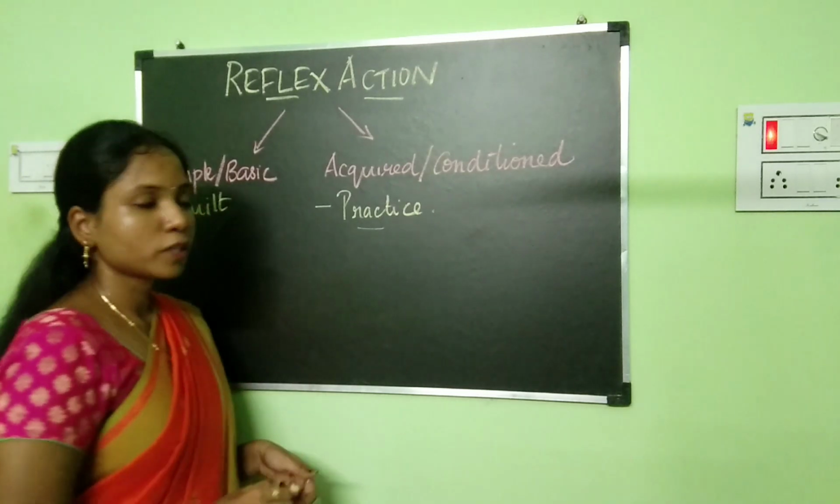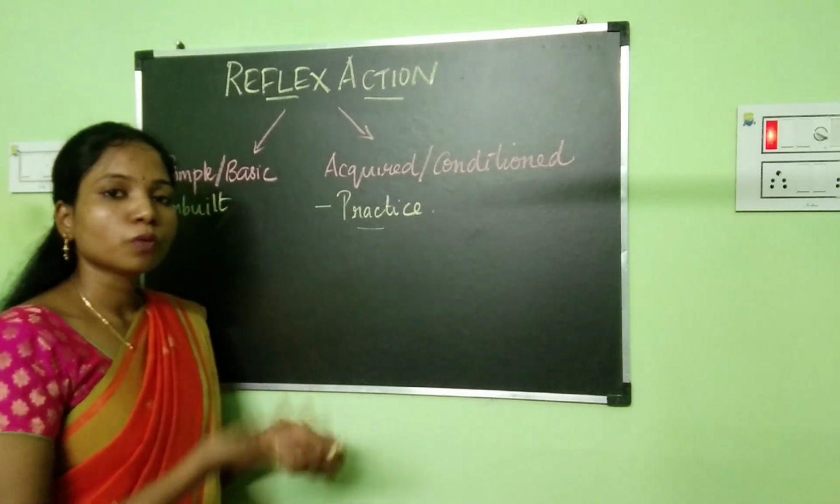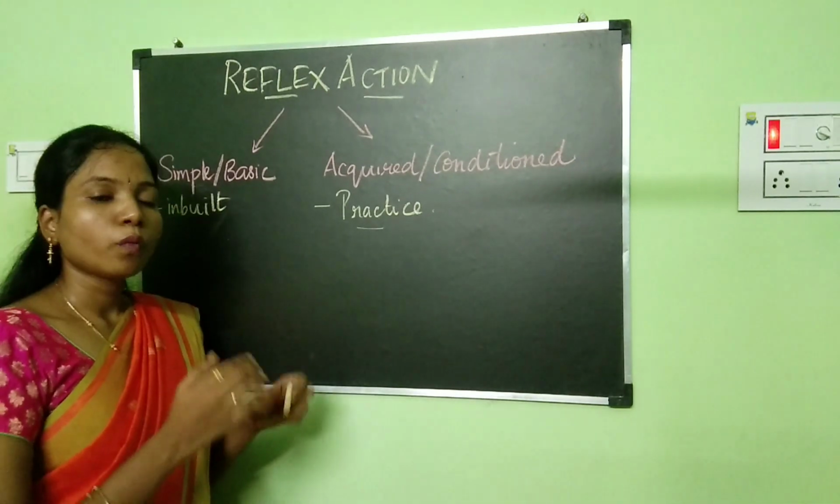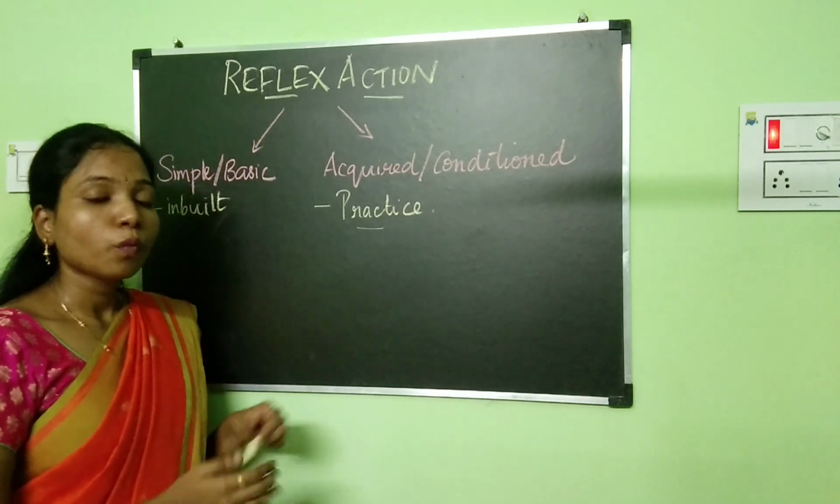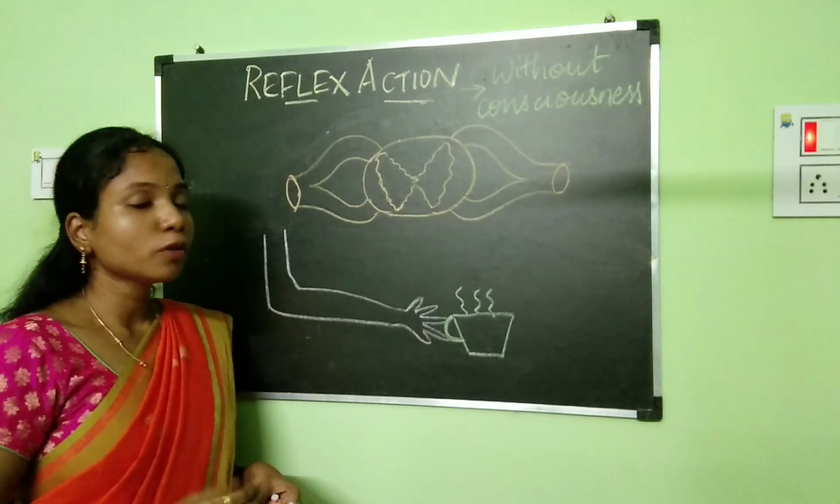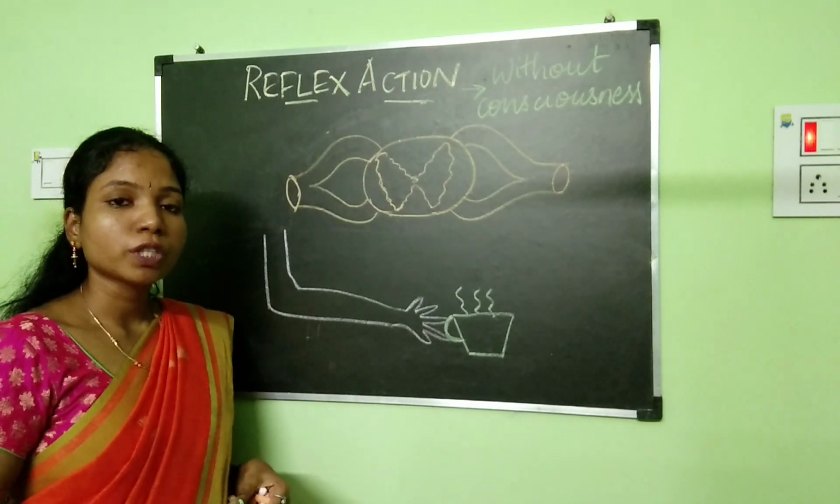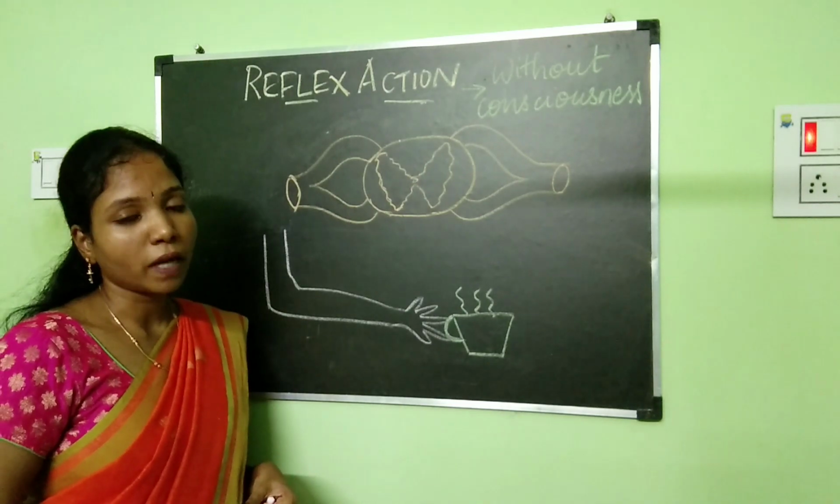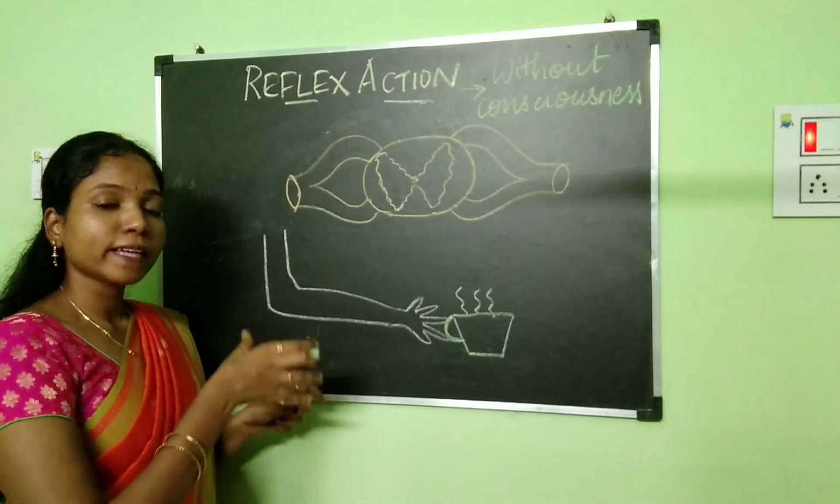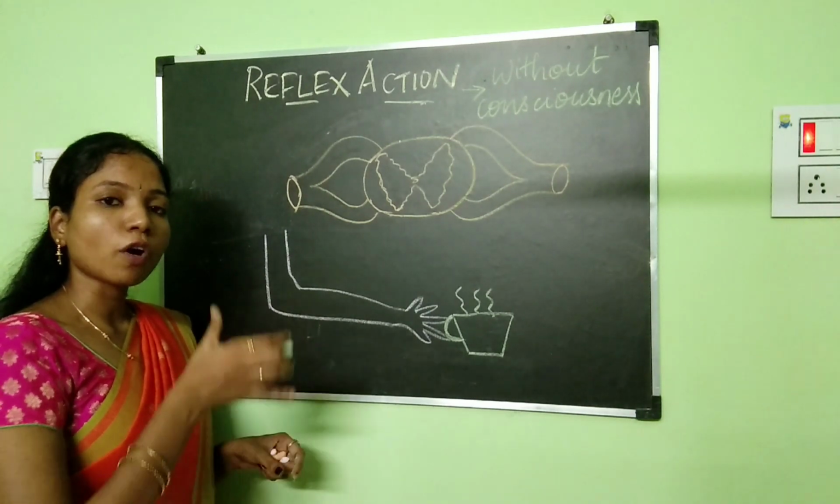So this type of response where we need to learn and practice is known as acquired reflexes. Now we will discuss reflex action with an example to understand it better. So now let's take a look at the pathway by which the reflex action is going to be accomplished. Okay. So first I have taken the example of a person touching a hot object.